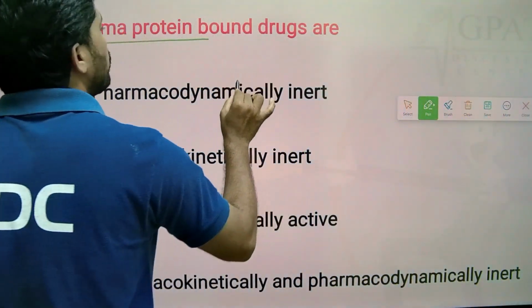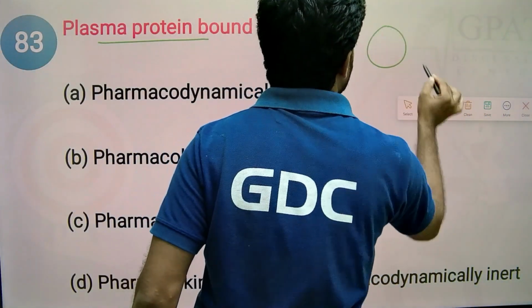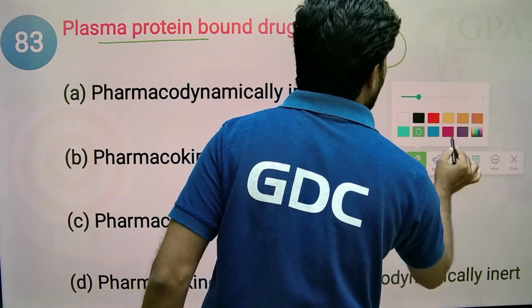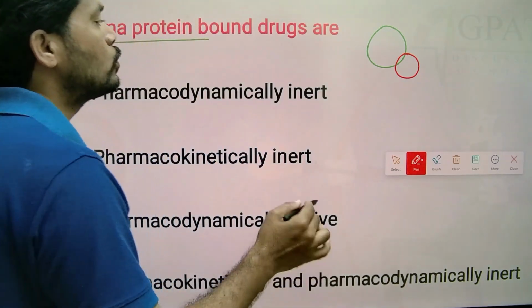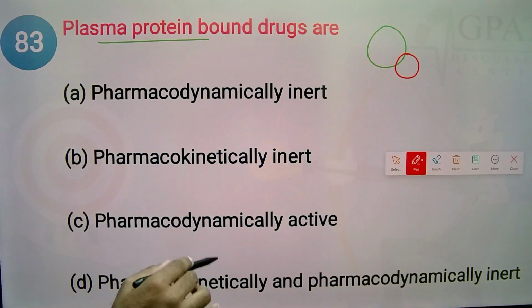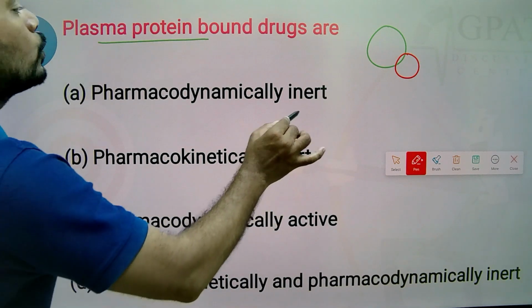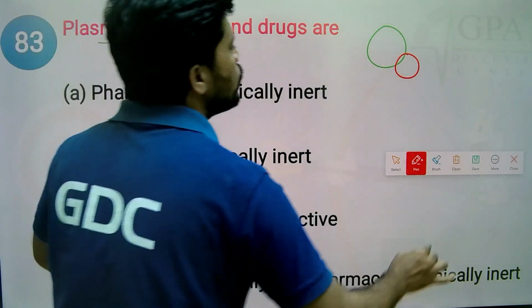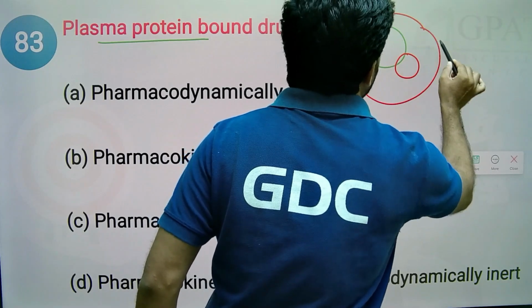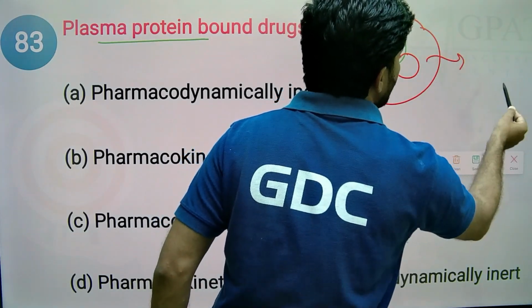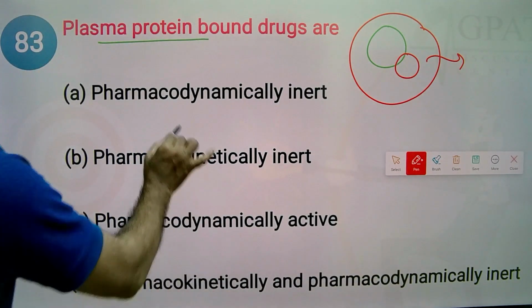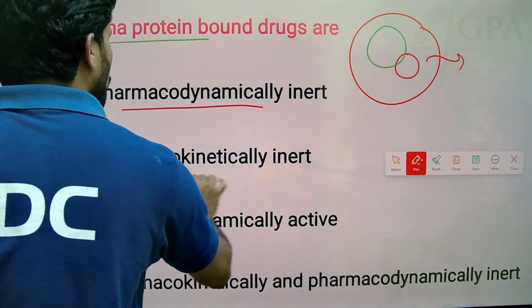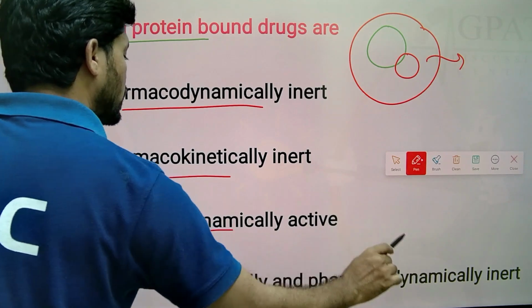Plasma proteins have a large molecular size and structure, and drugs bind to them. Drug concentration in the body is regulated by plasma proteins. If a drug binds to plasma protein, because of its large molecular structure this bound drug is unable to cross membranes easily. So there is no pharmacological action and no pharmacokinetic action; it is pharmacodynamically inert and pharmacokinetically inert.